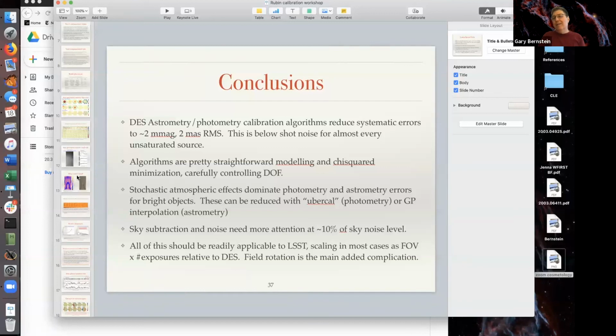And Eli may have more to say about that, but it turns out that the atmosphere's scattering properties may be more variable than its extinction properties. Okay, that's helpful.